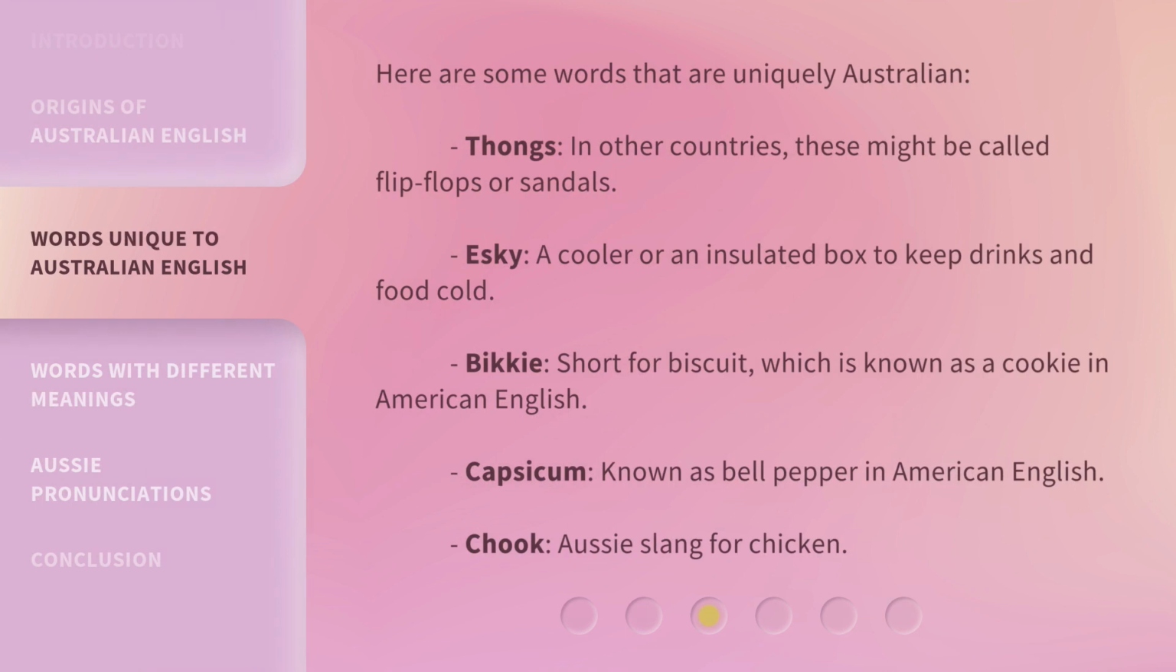Here are some words that are uniquely Australian. Thongs. In other countries, these might be called flip-flops or sandals. Esky. A cooler or an insulated box to keep drinks and food cold. Bicky. Short for biscuit, which is known as a cookie in American English. Capsicum. Known as bell pepper in American English. Chook. Aussie slang for chicken.